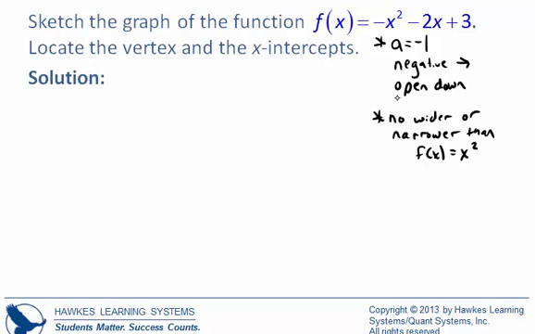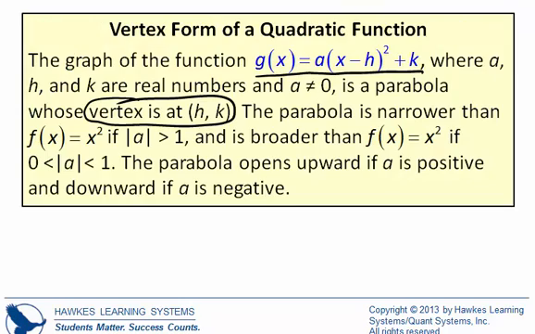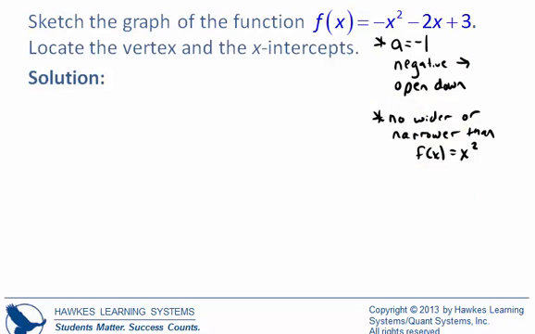I want to begin by putting this equation into the format so that I can read off the vertex. So I want to try to write it as a times x minus h squared plus k. And the way to do that is to complete the square. So I'm going to take my function here. And remember that in order to complete the square, you have to have a 1, a positive 1, sitting in front of the x squared.